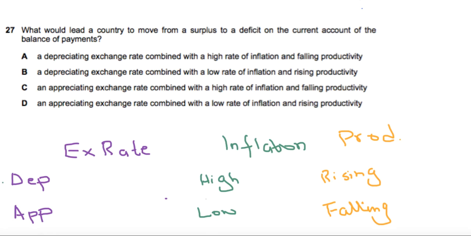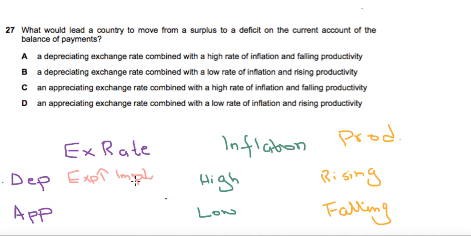Option A: a depreciating exchange rate combined with a high rate of inflation and falling productivity. When the exchange rate depreciates, it is now cheaper for the other country to buy your country's goods, and more expensive for your country to import. So exports go up, and imports go down.